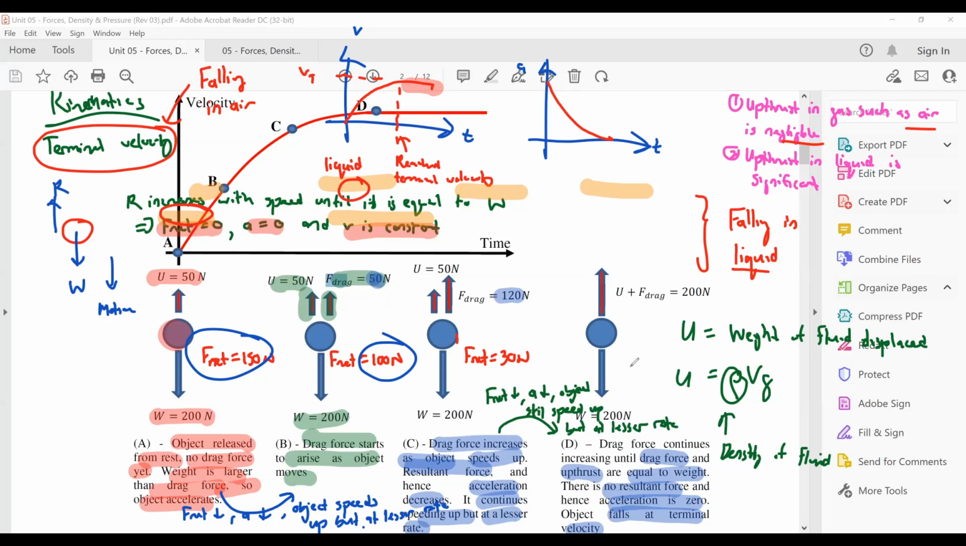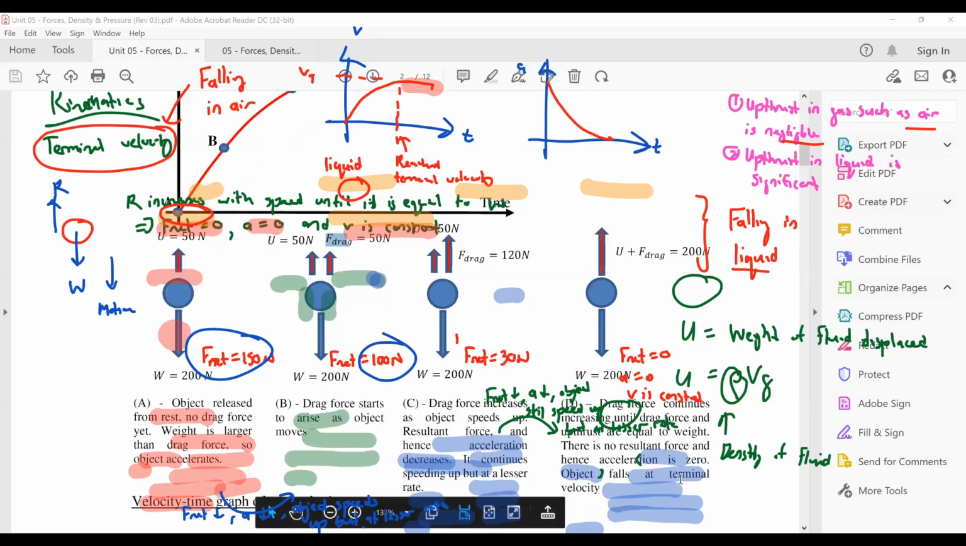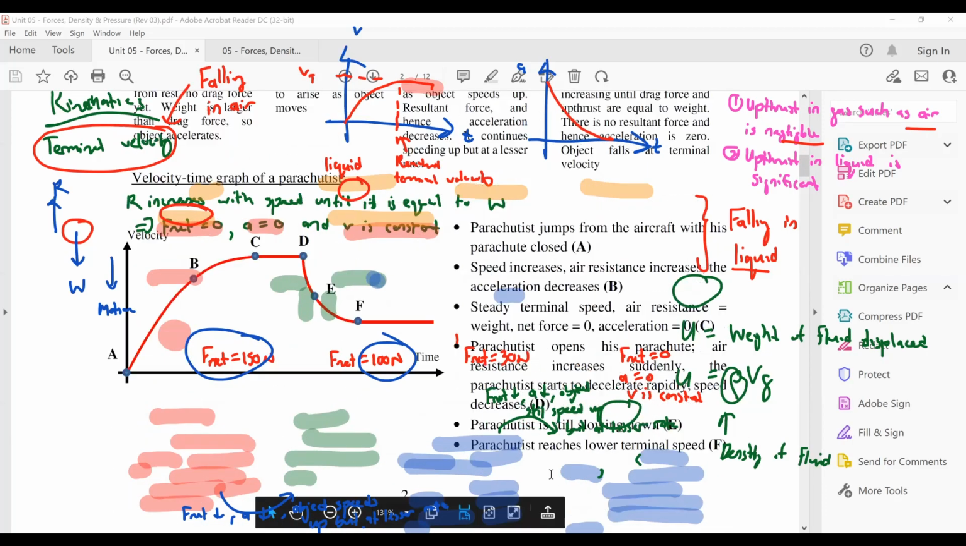Okay, so your drag force will keep increasing until drag force and upthrust are equal to weight. So here, when you see that the sum of upthrust and drag force is 200 and your weight is really 200, your net force here is 0. So your A is 0, your V will be constant. Okay, this is where you reach terminal velocity. Okay, so this is also talking about terminal velocity again.